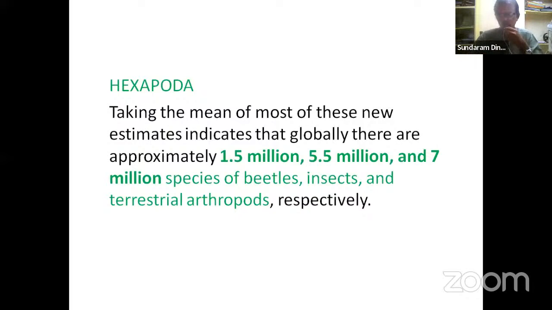Such a huge number of individuals or beetles are living in this world. That is why beetles have a role in the universe. There are 1.5 million species of beetles and 5.5 million species of insects living there. Of course, others come under terrestrial arthropods. About 7 million species of arthropods are the third dominating group inhabiting this world.